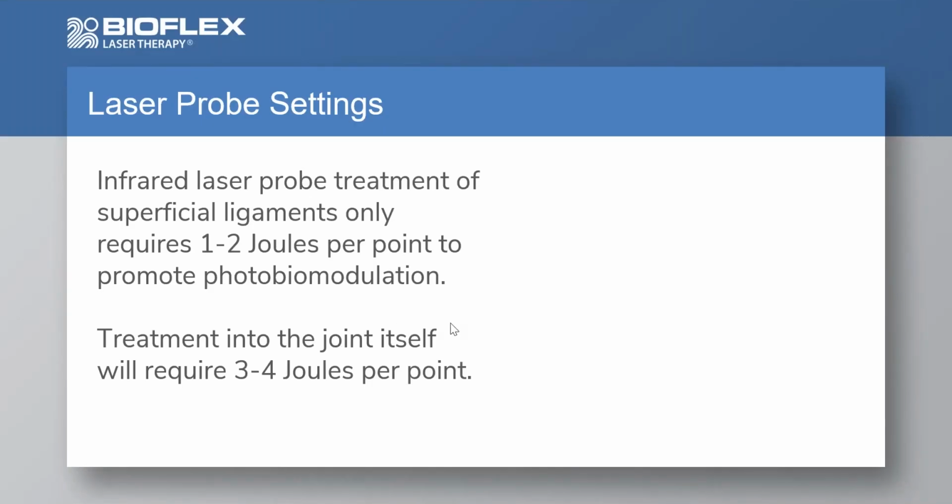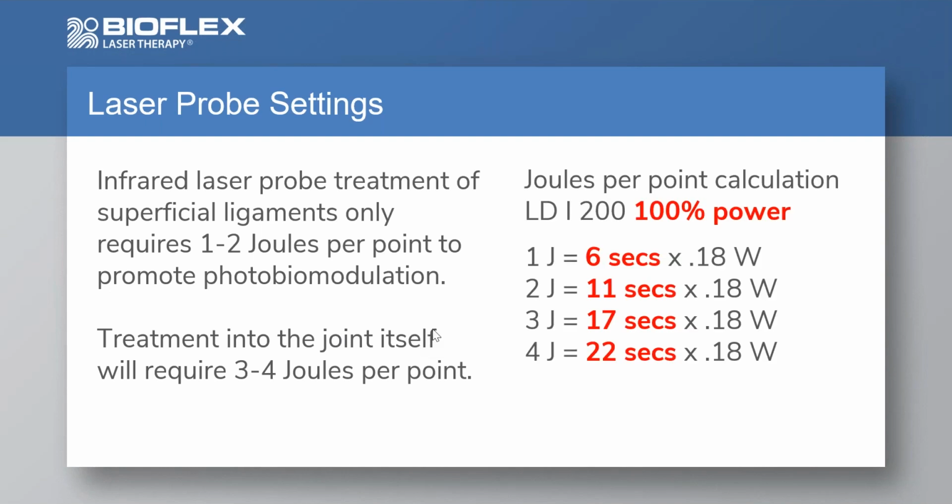As far as laser probes go, for the infrared laser probe, for the most part, we're treating relatively superficial ligaments, so you don't need a huge amount of joules per point. I'm going to recommend maybe 1 or 2 joules per point to promote photobiomodulation. For treatment into the joint, when you're trying to get light deeper, you can pretty much double that, so 3 to 4 joules per point allows that light to penetrate a little bit deeper into the joint itself.